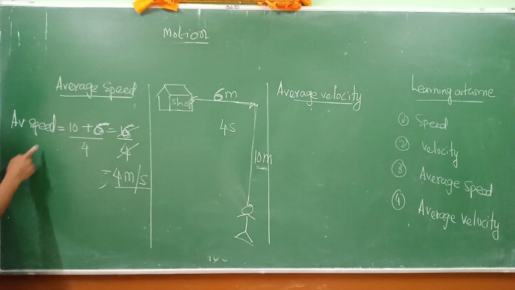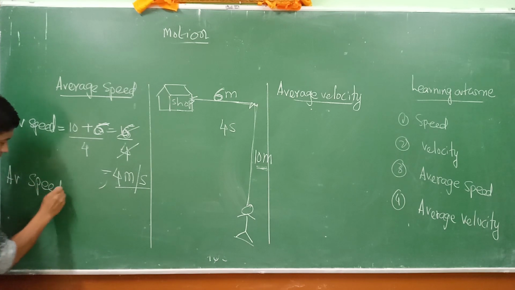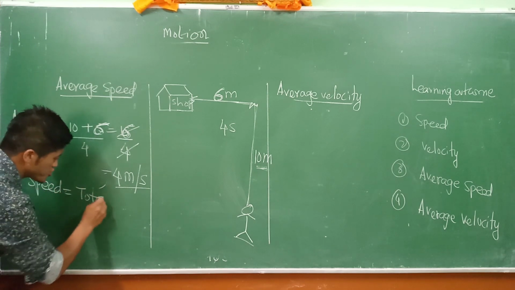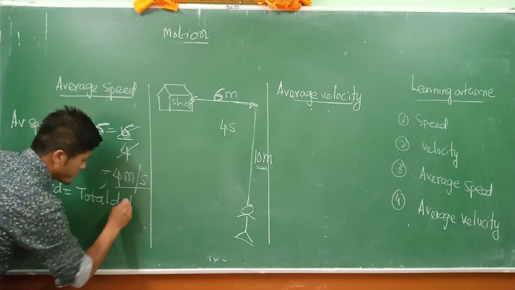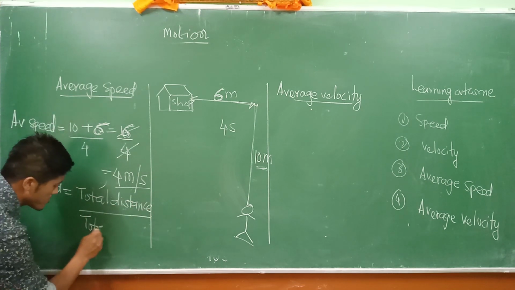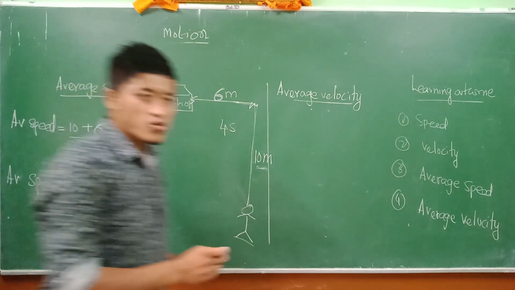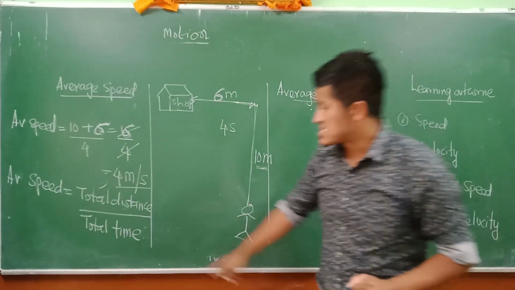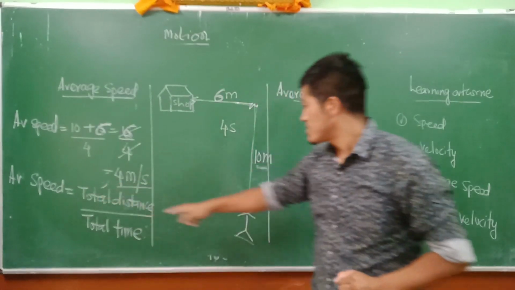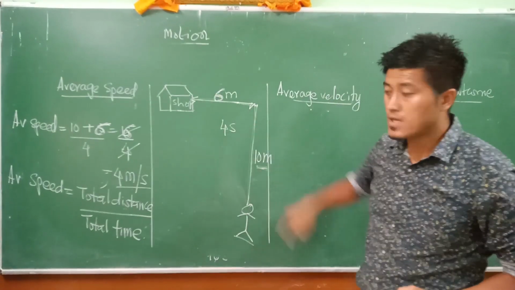In short, what is average speed? Average speed is the ratio of total distance to the total time. It is referred to as average speed here. Total distance to the total time here.